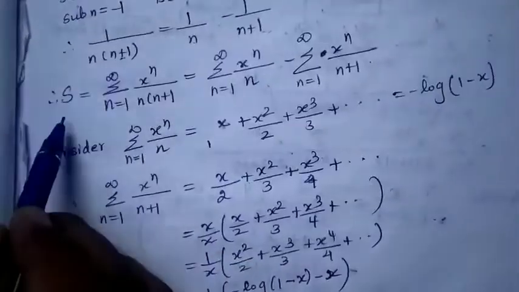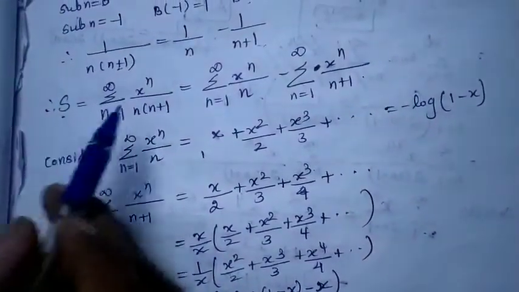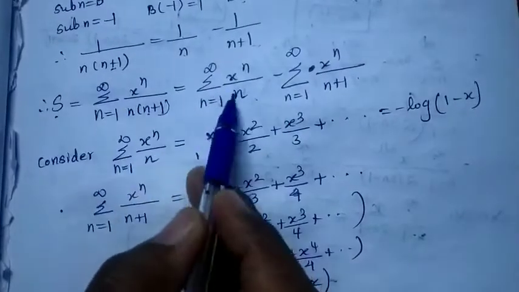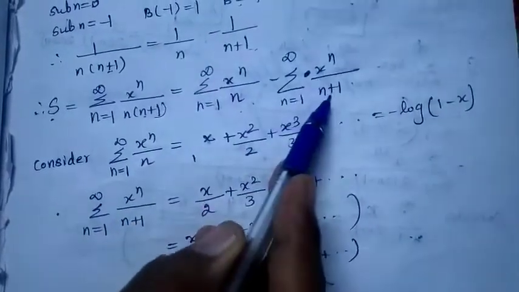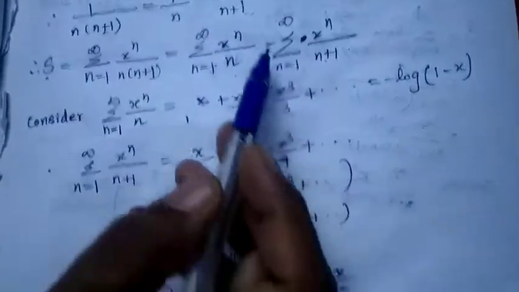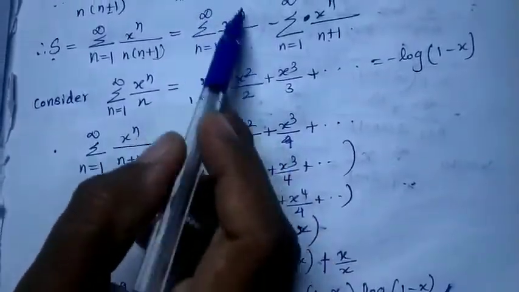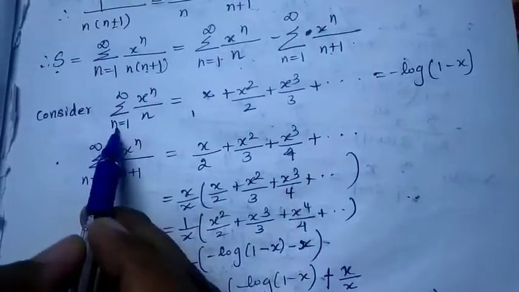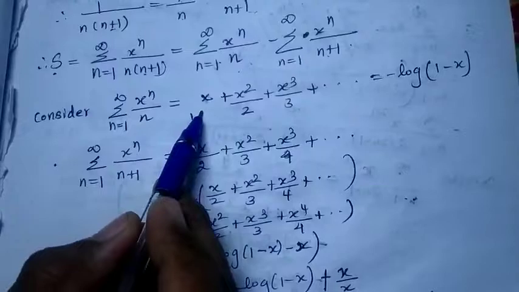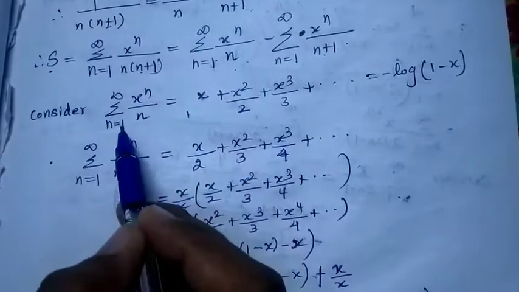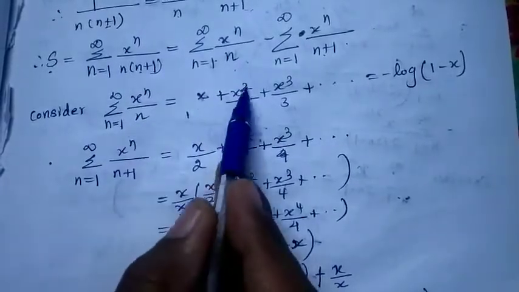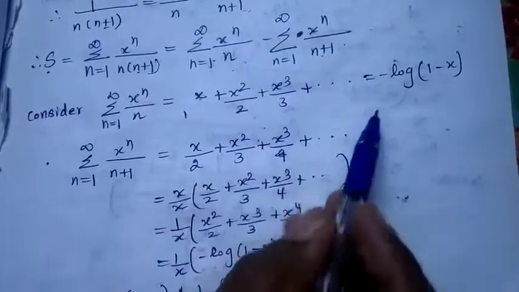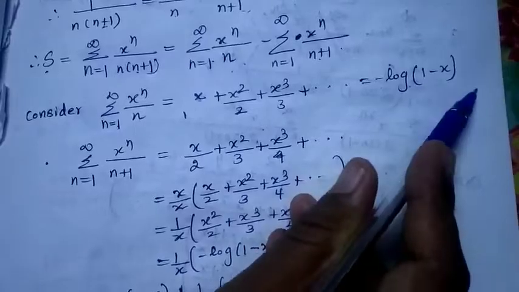So replace now in the given series S, that is S is equal to summation. So we have split this 1 by n into n plus 1 as 1 by n minus 1 by n plus 1, right? So I have just split this given series. So we find out the answer separately for each term. So I have considered the first series. Replace n equal to 1, x power 1 by 1 plus x square by 2. When you substitute n equal to 2, you'll get x square by 2 plus x cube by 3 plus etc. What is this? Actually, this is the formula of minus log of 1 minus x.